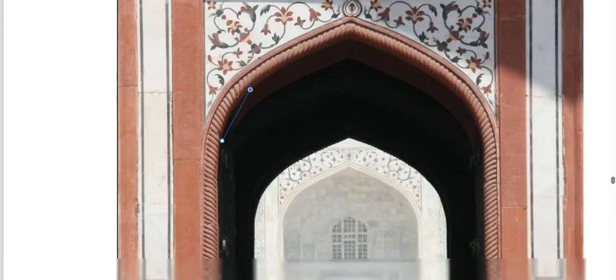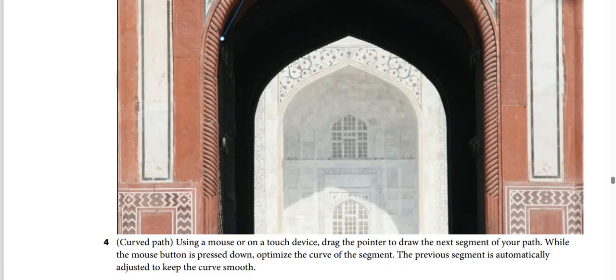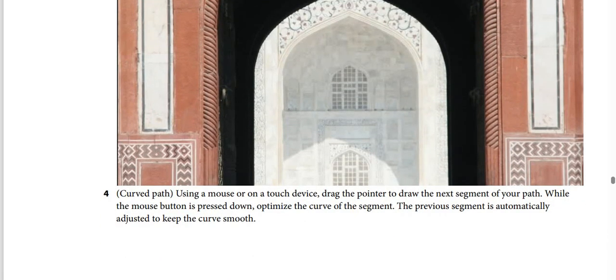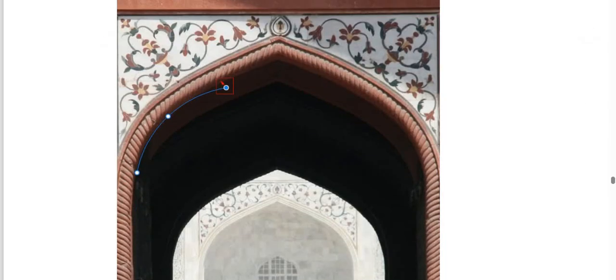And look at this image again. Look at this image now. The curved path: using a mouse or on a touch device, drag the pointer to draw the next segment of your path. While the mouse button is pressed down, optimize the curve of the segment, and the previous segment is automatically adjusted to keep the curve smooth. That's fine.